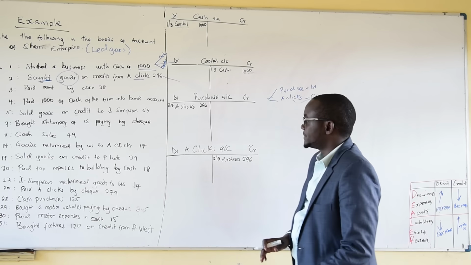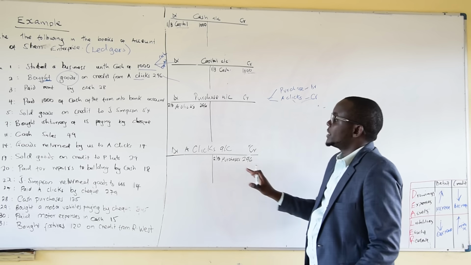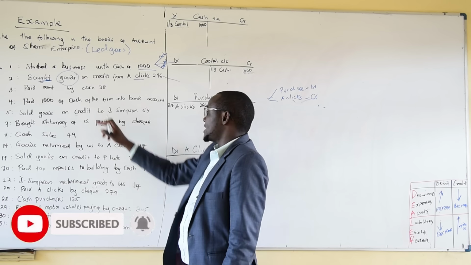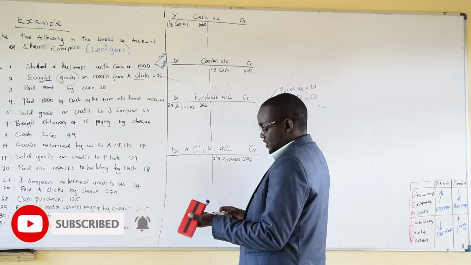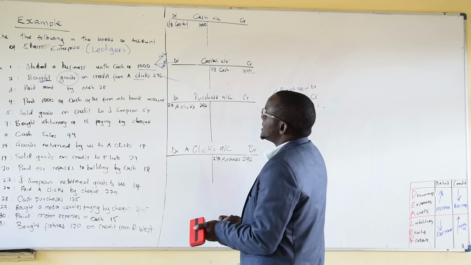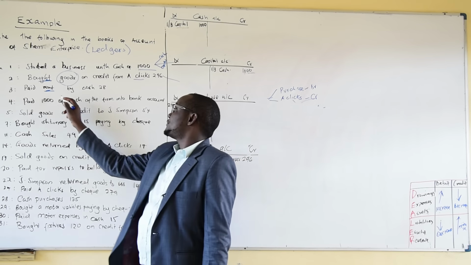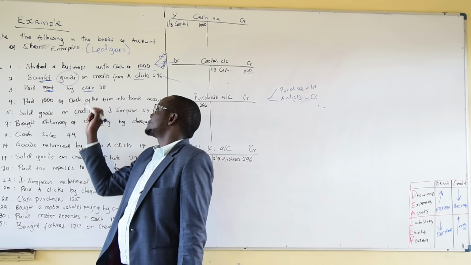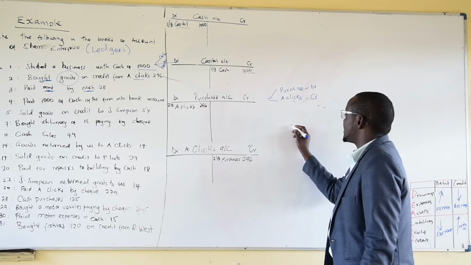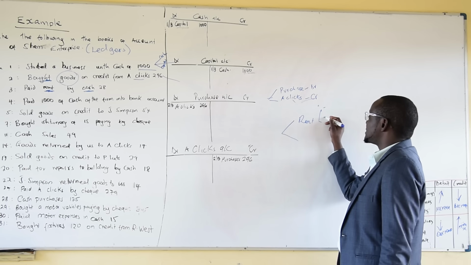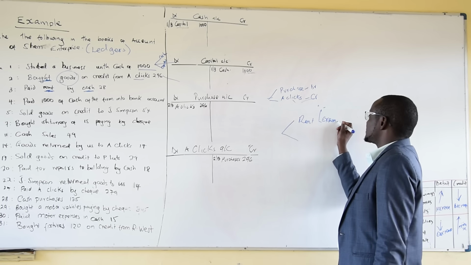This is the account. Let's go to the next one. We are told paid rent by cash 28. The two accounts being affected, we know rent is an expense, are rent and cash. And rent here, we need to be specific, is rent expense.